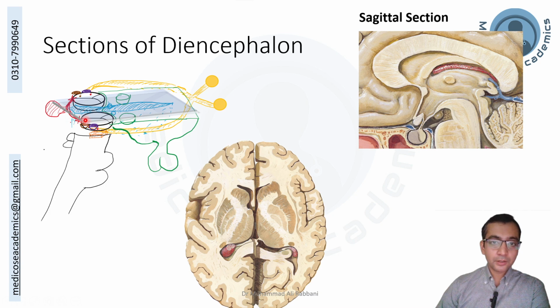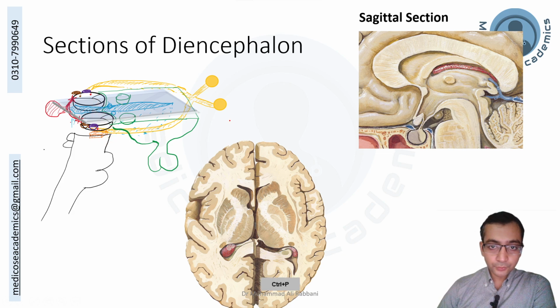Just anterior to the pineal gland on either side of the cavity, this is thalamus. And here you will see thalamus right here. So this is thalamus.